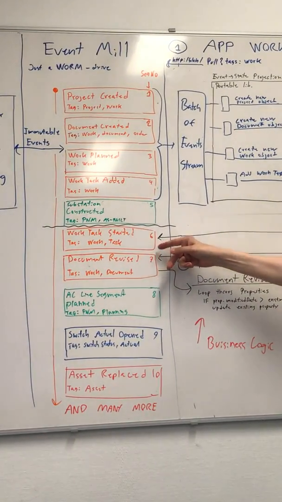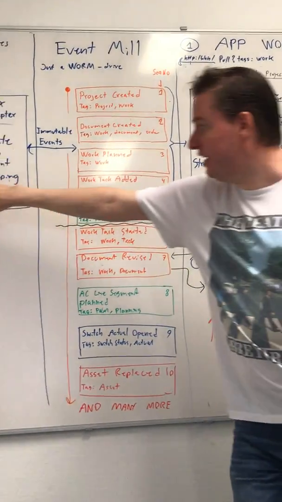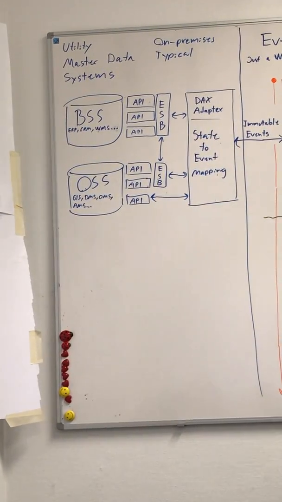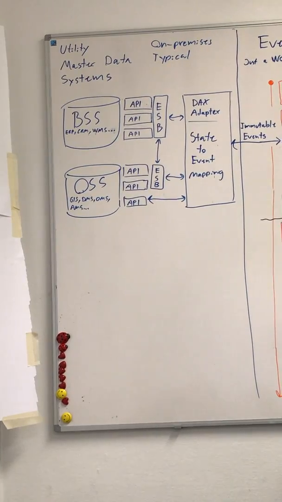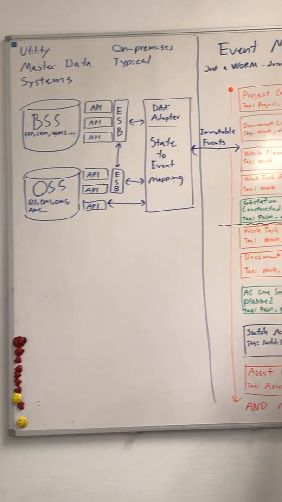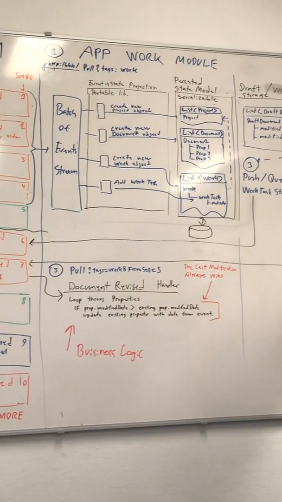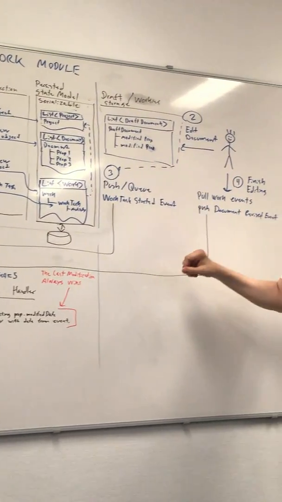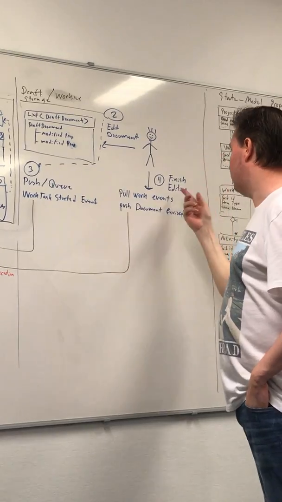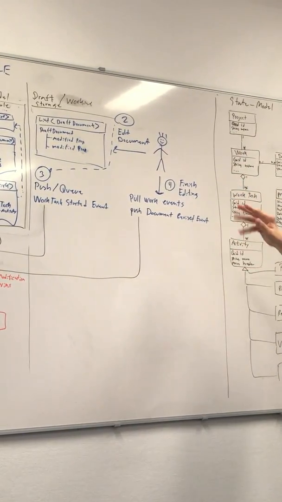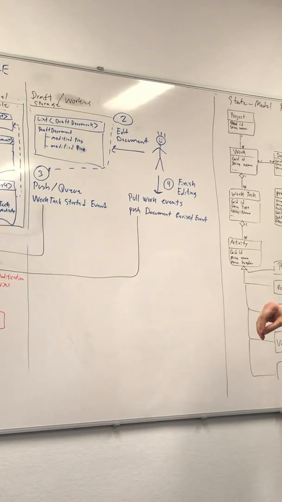Because for other systems, it's very interesting to know when people start doing the work task out in real life. So that's why we have to push these events back every time they start something and finish something. Okay, so that's what happens when he starts that. That's number 3 here. Number 4, when he's finished doing whatever he has to do, he has made some changes to this document.